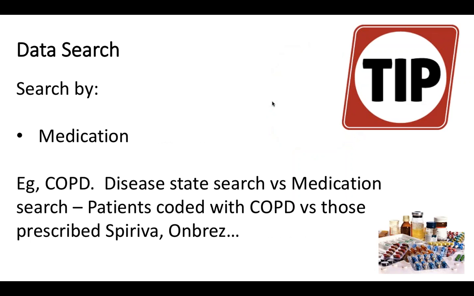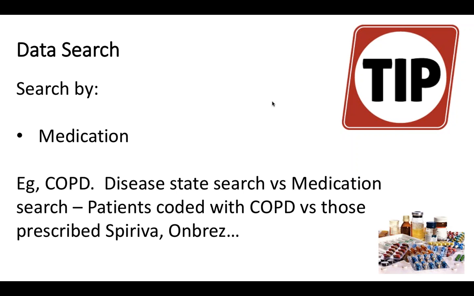Now, a tip here for searching by medication. With this practice that I'm working with in South Australia, for example, for our COPD patients, we put in COPD in PenCat or even in the clinical software, and we got a list of patients who were coded with COPD or chronic obstructive pulmonary disease. Out of interest, we then did a medication search for patients who are on Spiriva and Onbrez, and there was a difference in the lists. There were more patients on Spiriva or Onbrez than there were patients coded with COPD. So again, it comes down to a data entry and a coding problem where the patient may have been prescribed Spiriva or Onbrez specifically for the COPD, but they've never been coded as having COPD.